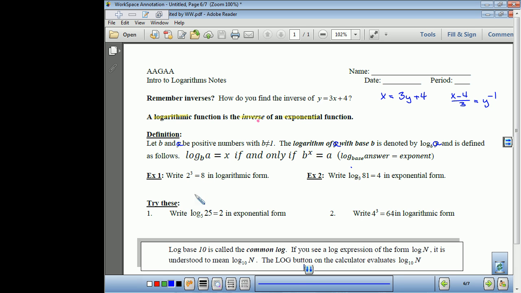Now what we have here is an exponential form of an equation. 2 to the third equals 8. Is that true? Yes. If we were to write it in logarithmic form, it would be log. What is our base in this equation? 2. What is the answer part? 8. And a logarithm always equals the exponent. What was the exponent? 3. These are equivalent equations.